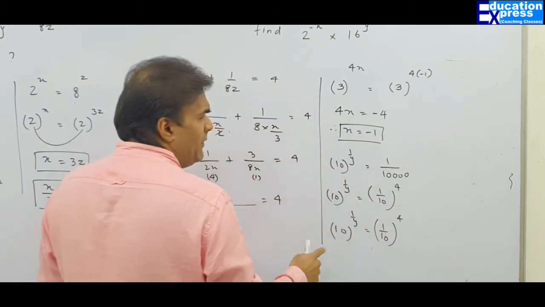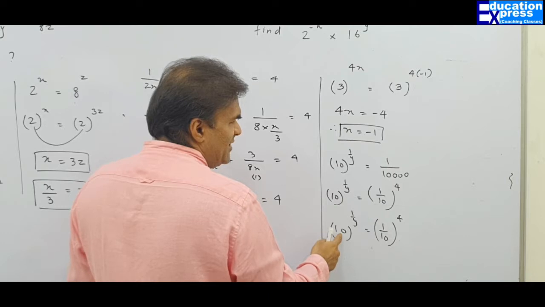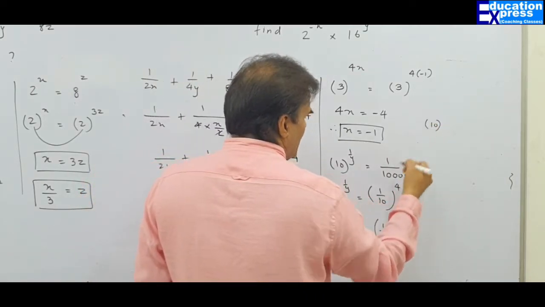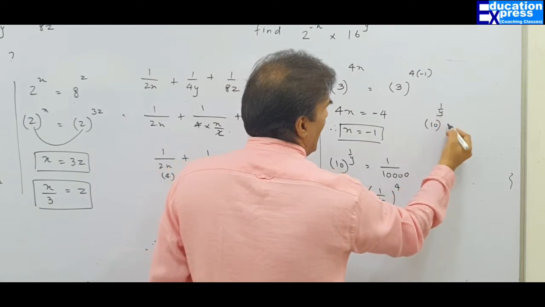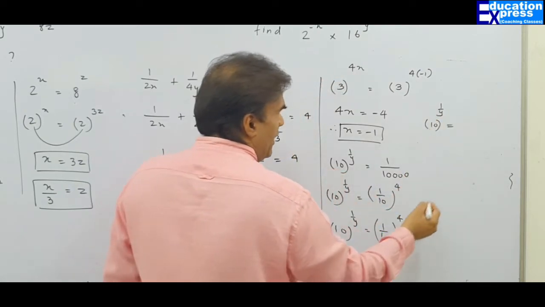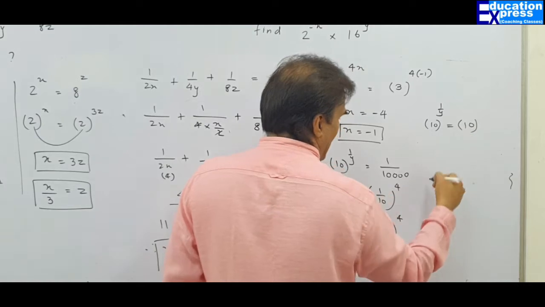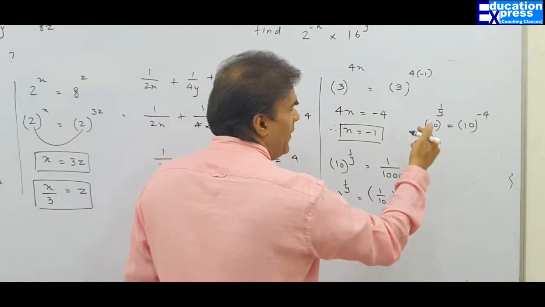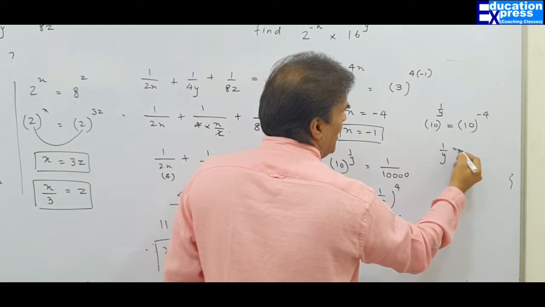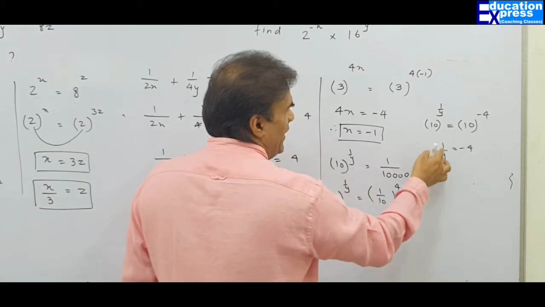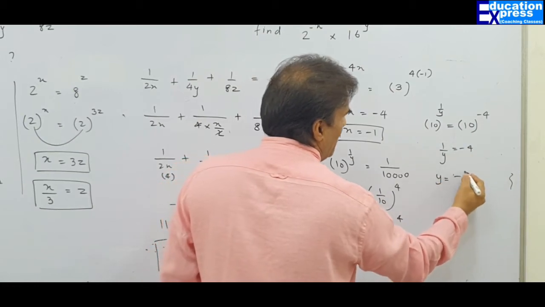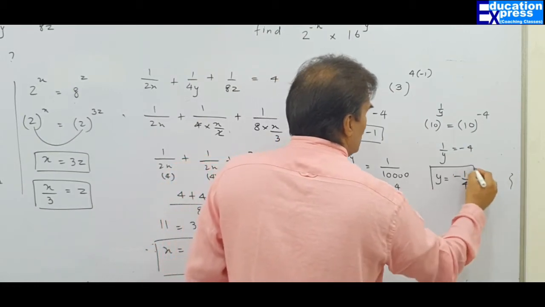Now what can be done, my dear friends, is that this is 10. We can make this a base of 10. So how will it work out? 10 raised to 1 upon y will be equal to 10, and this is going to become negative because you have reciprocated this. Now 1 upon y equals minus 4. So if you reciprocate on this side, 1 upon y will become y. So this will become minus 1 upon 4.